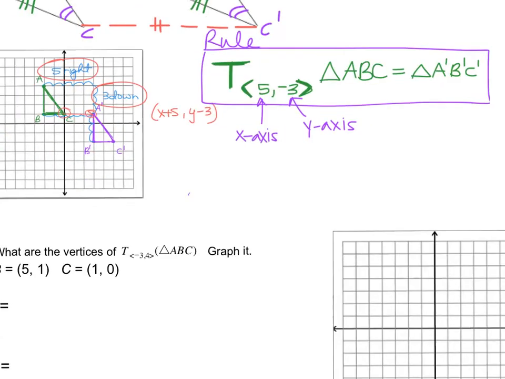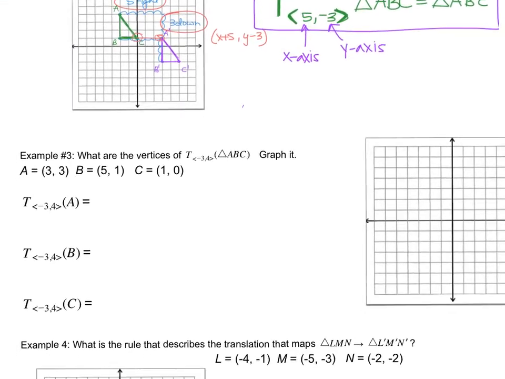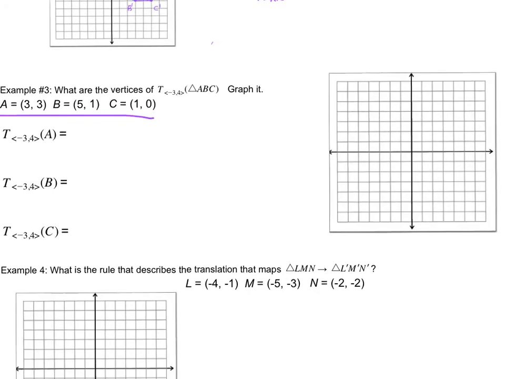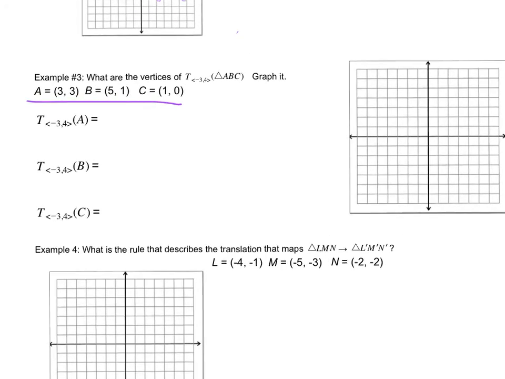Okay. Let's try it. So this one, they're giving you the rule, and you have to come up with where you are going to end up. So let's say we graph this first. So 3, 3 is our A. 1, 2, 3, 1, 2, 3. That's point A. B is 5, 1. 1, 2, 3, 4, 5, 1. C is 1, 0.